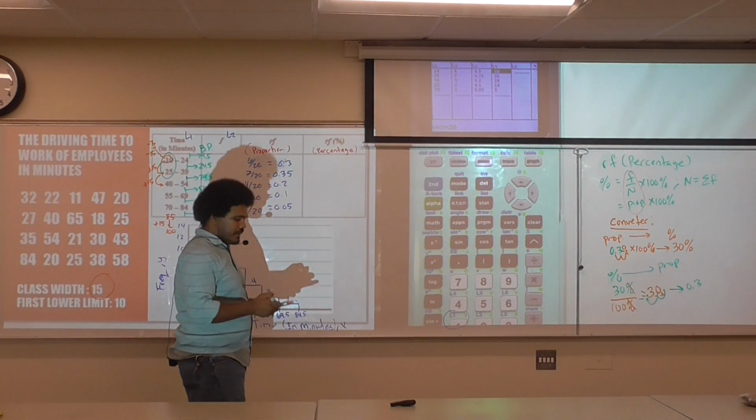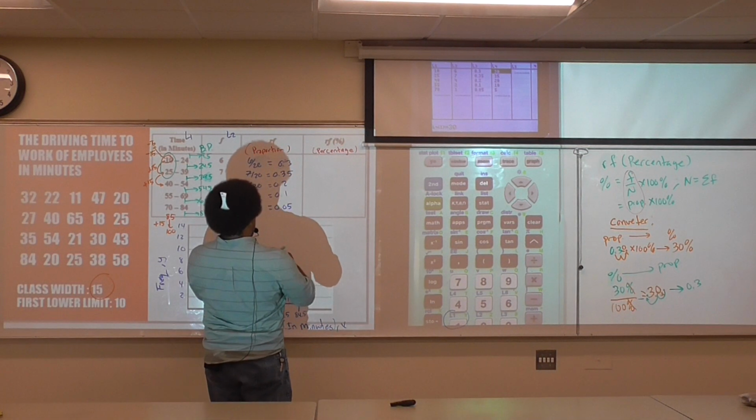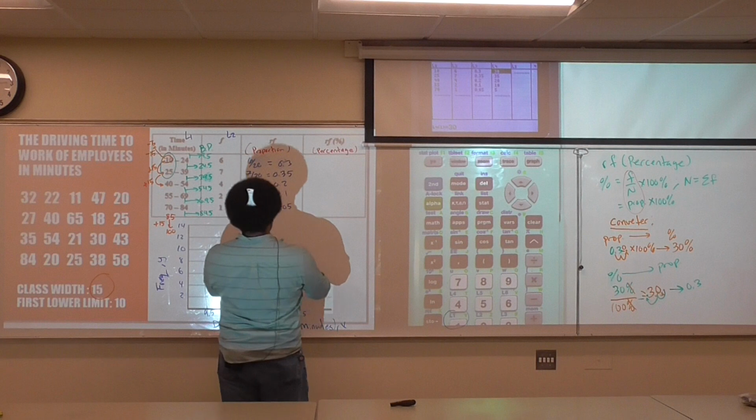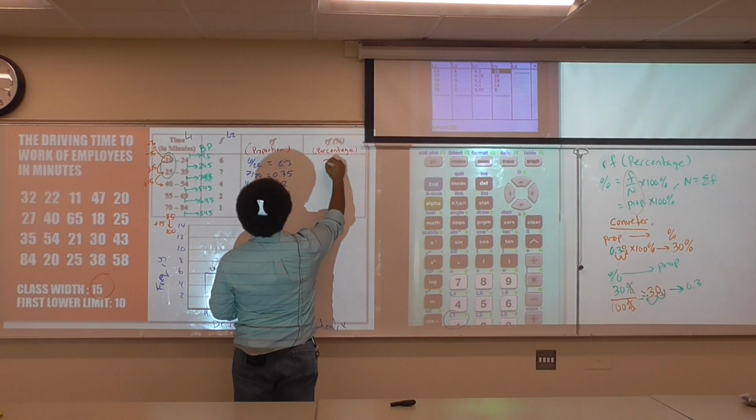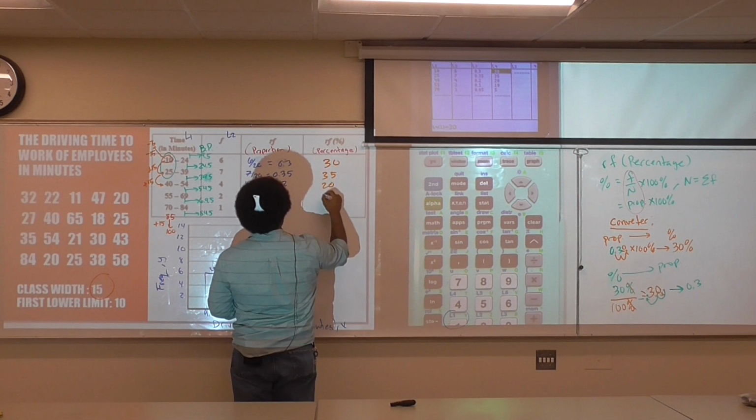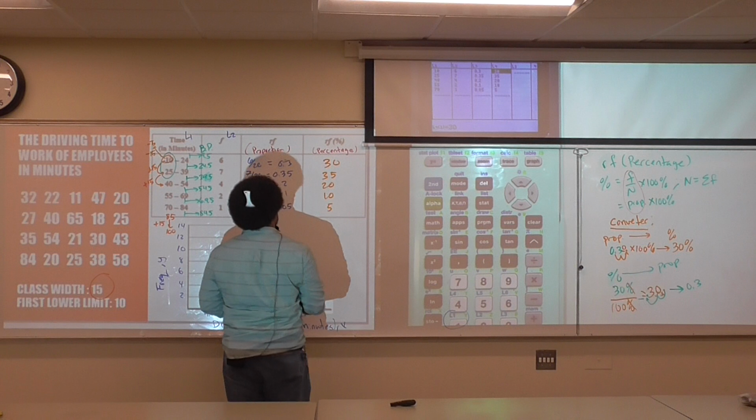It's your choice. Okay? So let me go ahead and write down the percentages up here so we have that already set and good to go. So we can have 30%, 35%, 20%, 10%, and 5%.